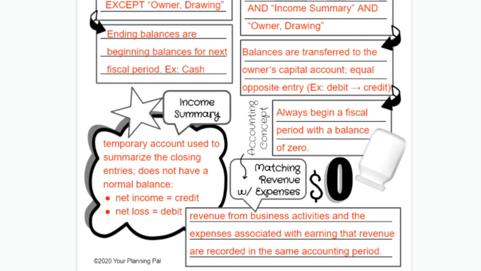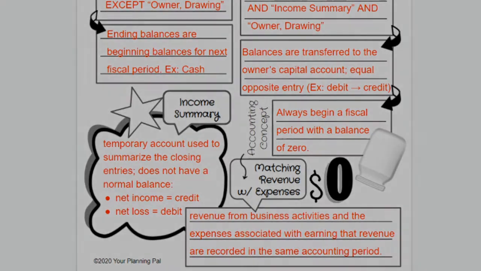And lastly, we have our accounting concept, matching revenue with expenses. So again, revenue from business activities and the expenses associated with earning that revenue are recorded in the same accounting period. So that again goes along with our temporary accounts. They need to be zeroed out at the end of the fiscal period.